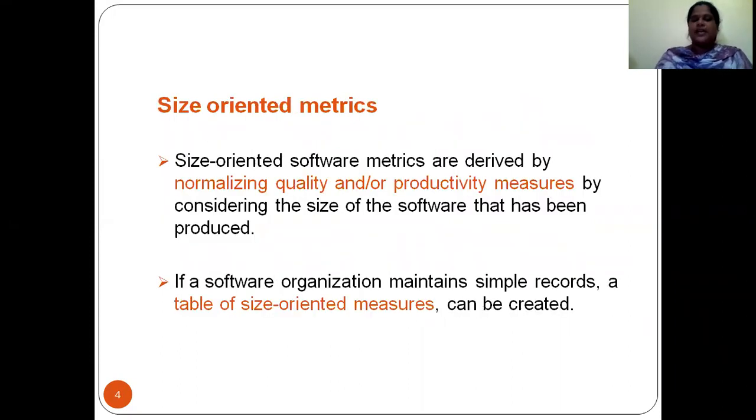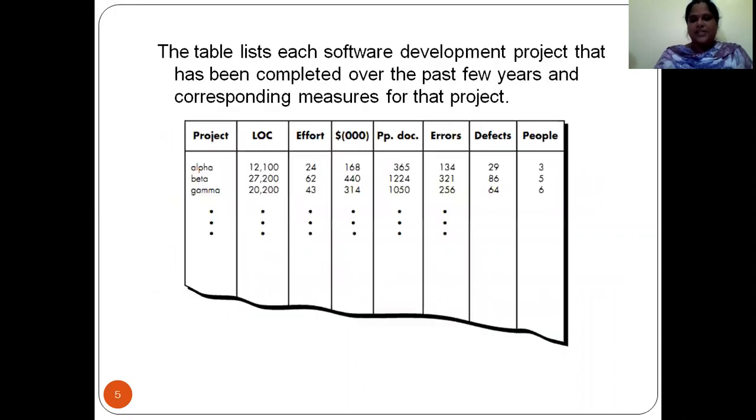And size oriented metrics, we have size oriented metrics. These size oriented metrics are derived from the quality of the product and the size of the software you are building or producing. This comes under the size oriented metrics. Calculating the size of that software will be done by size oriented metrics. If the software organization maintains simple records, then that comes under the size oriented measures.